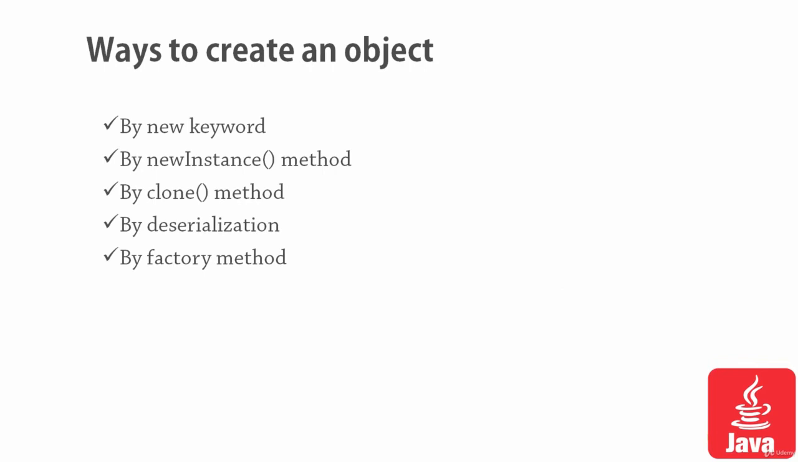There are different ways to create an object in Java. We can use the new keyword that we used earlier in the example. We can also use the newInstance method to create an object of the class. We can use the clone method also to create objects. We can use deserialization, and we can have a factory method implemented to create objects.